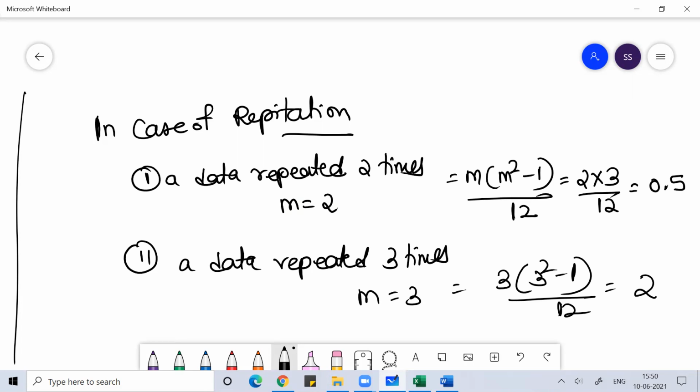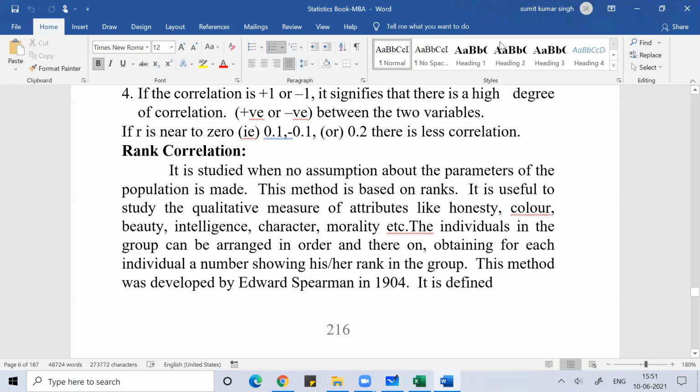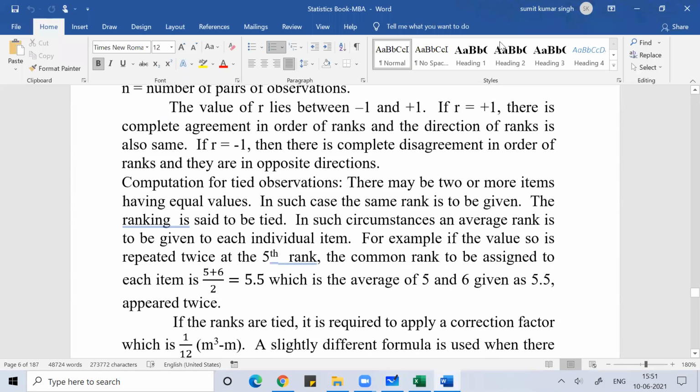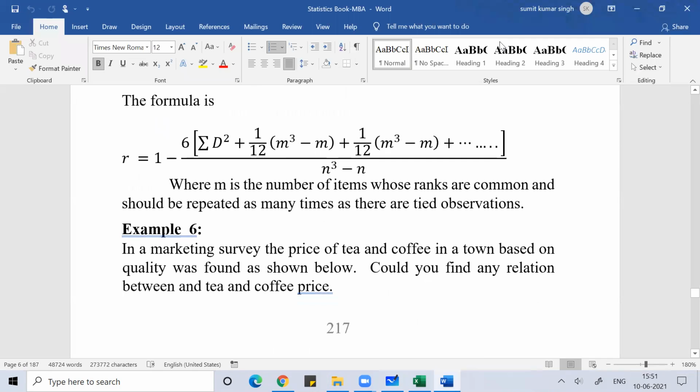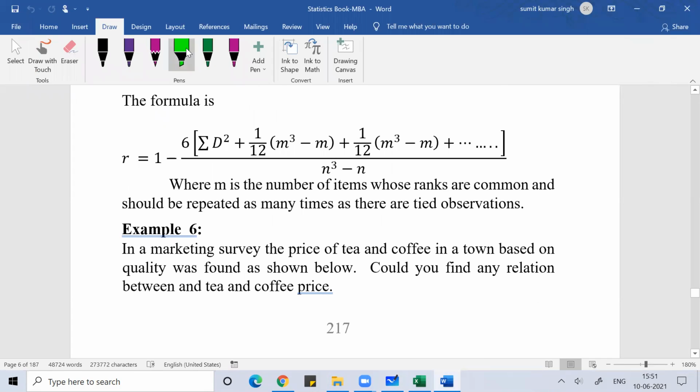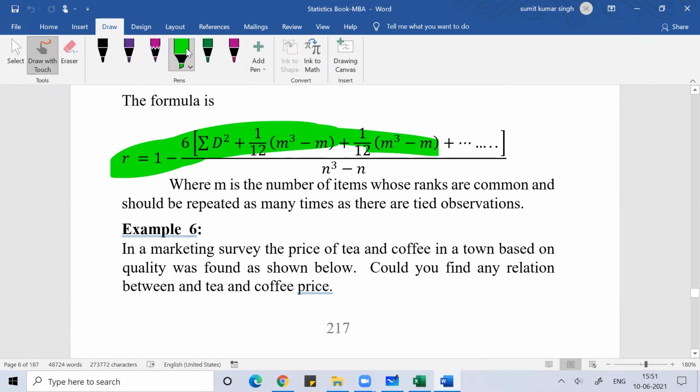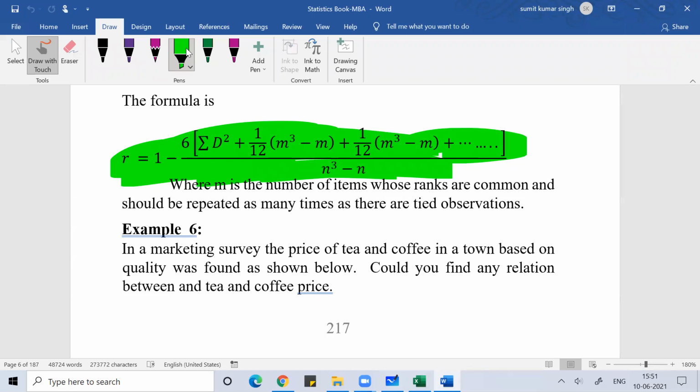Why, sir, what are you doing, sir? I'm not understanding, sir. The reason I'm telling you all this, guys, is that if you see the books, this formula looks so scary. Tomorrow when you refer to some other book, they will show you this kind of formula, and you'll get scared a lot. You need to understand. You don't have to be scared.